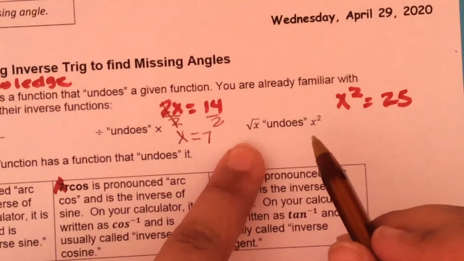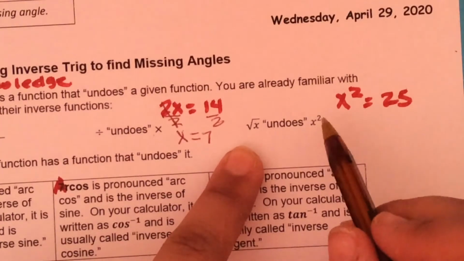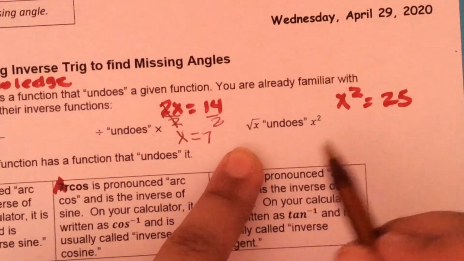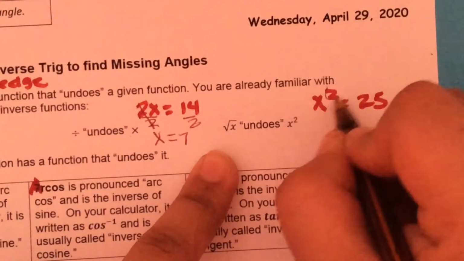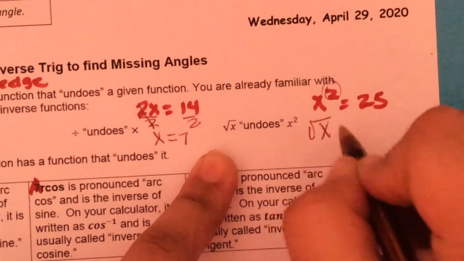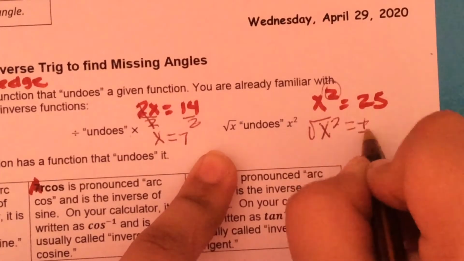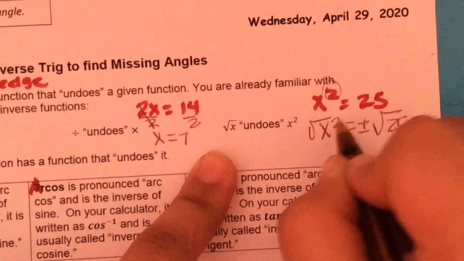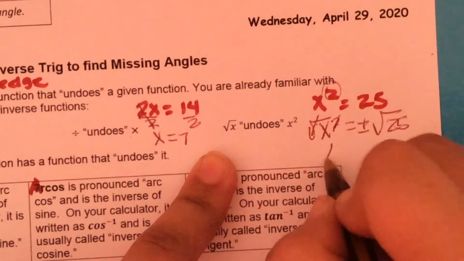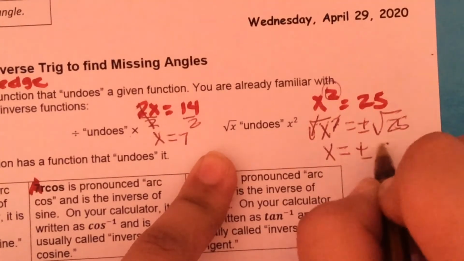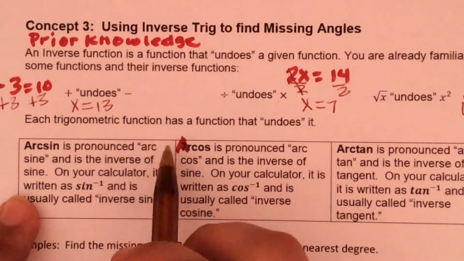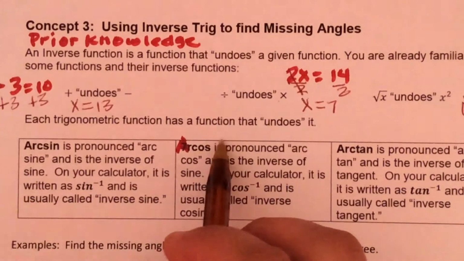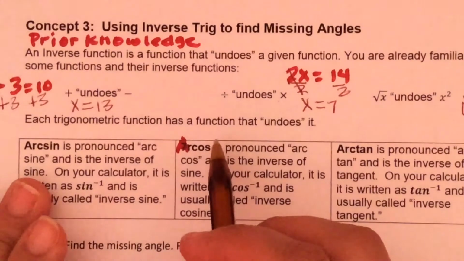And then when you have the square root and the x to the second power, they undo each other. So if you have x squared equals 25, to undo the square, you have to take the square root on both sides. And notice that the 2 gets canceled by the square root, so you get x is equal to plus or minus 5. So trig functions are the same. If you have the sine, the cosine, and the tangent, they also have another function that undoes them.